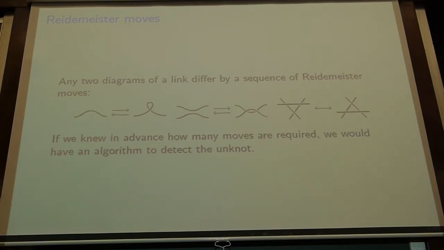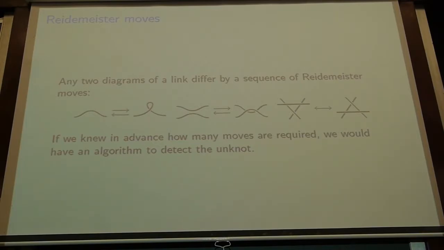So if you knew in advance how many Reidemeister moves you needed, you would have an algorithm to detect the unknot. Because what you could do is apply all possible sequences of Reidemeister moves of at most that length, and if you knew in advance that you would get it down to the trivial diagram at that time if it was the unknot, and if you hadn't therefore got it down to the trivial diagram at that time, you could say, I give up, this is definitely not it.